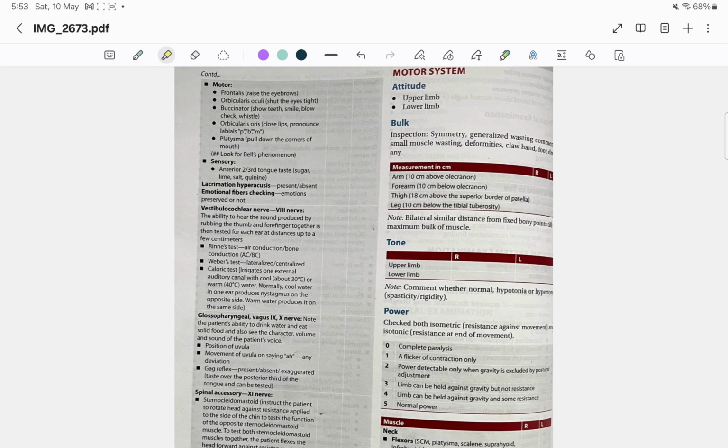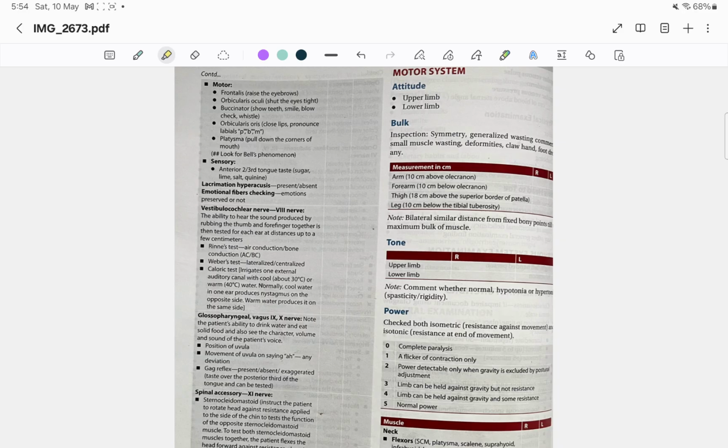Then you have to see the bulk. You have to measure the arm 10 centimeters above the olecranon and 10 centimeters below the olecranon. If there is a disparity between the two arms, the bulk is low. Then for the thigh, also measure 18 centimeters from the superior border of the patella and 10 centimeters below the tibial tuberosity.